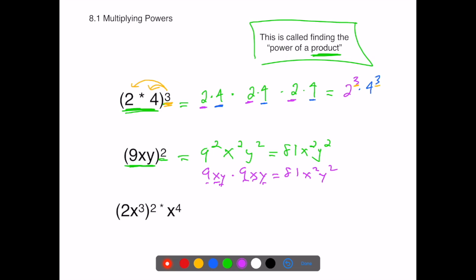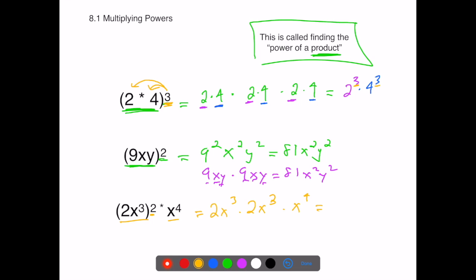And down here, this is a good example because we're combining a couple ideas. So we have 2x to the third, and we're going to raise that to the second power. And then whatever we get, we're going to multiply by x to the fourth. So let's just take 2x to the third times 2x to the third, then times x to the fourth.